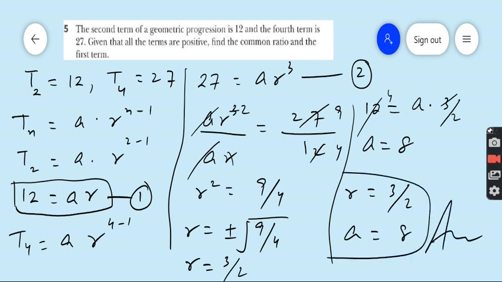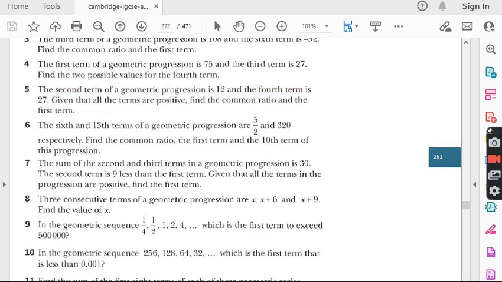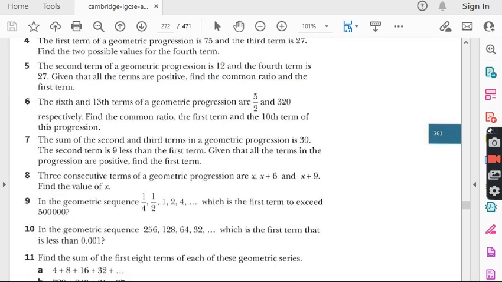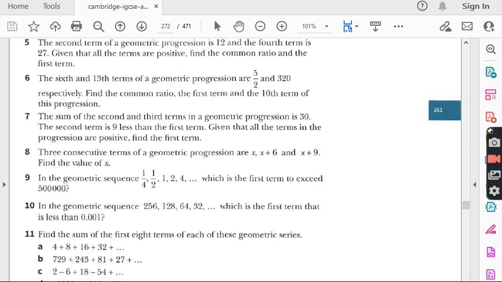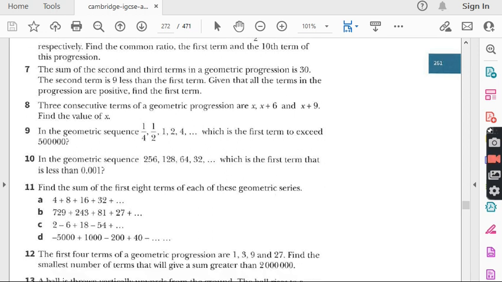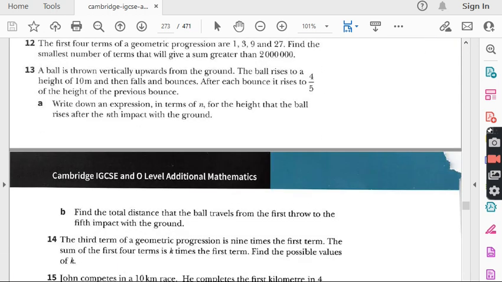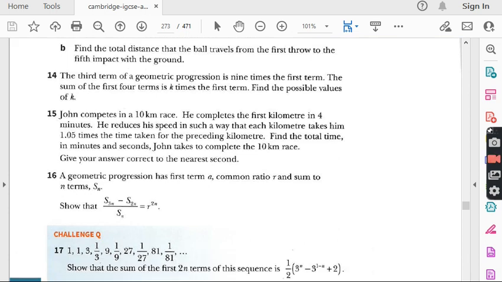This is our final answer. So in today's class, we did the first 5 questions of exercise 11.4. In the next lecture, we will do some more questions. Some are easy, some are tricky, some are new. So questions 6, 7, 8, 9, 10, 11, 12, 13, 14, 15, 16. Try to finish in 2 lectures for this exercise.